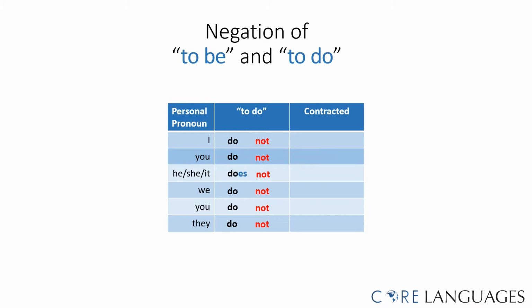The verb to do can also be contracted. I do not becomes I don't. You do not becomes you don't. He, she, it does not becomes he, she, it doesn't. We do not becomes we don't. You do not becomes you don't. And they do not becomes they don't.